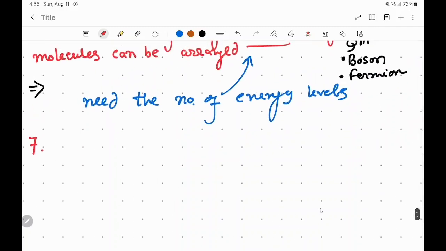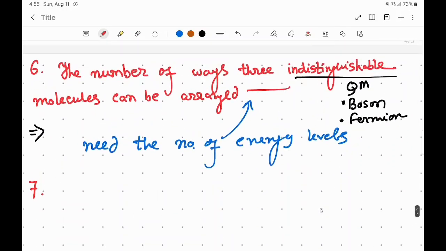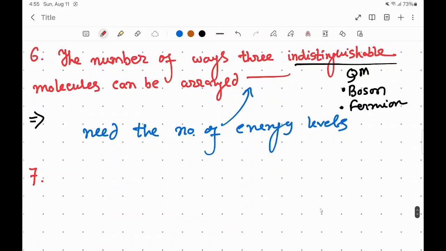I think 6 is the answer. 6 means it's only 3 factorial, right? But if it is indistinguishable, it should also be divided by 3 factorial. If it were distinguishable, then we should write only the 3 factorial term.